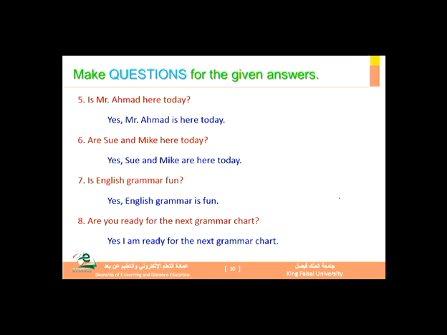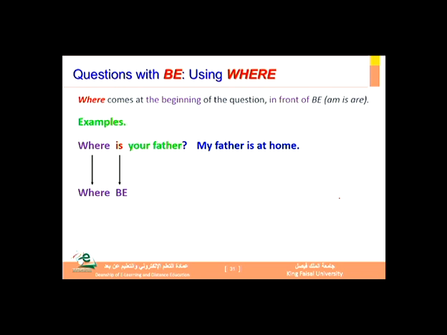Now, moving to the following slide, we need to study questions made with verb to be and using the question word where. The question word where asks about the place. So if you ask, for example, where is my book? Your book is in the class. So the class is a place, a location. Where is Sally? Sally is at the restaurant. The restaurant is a location, a place.